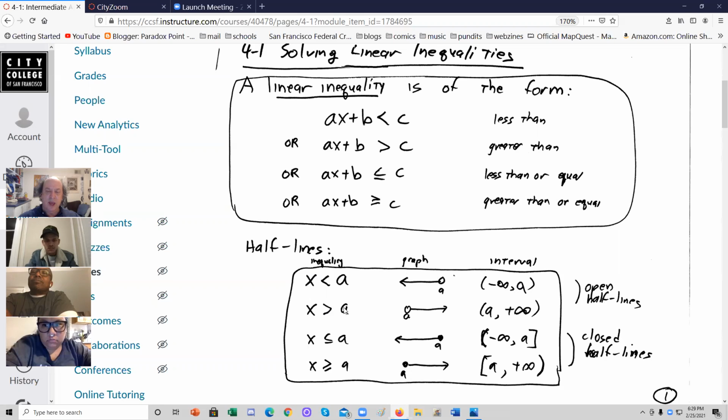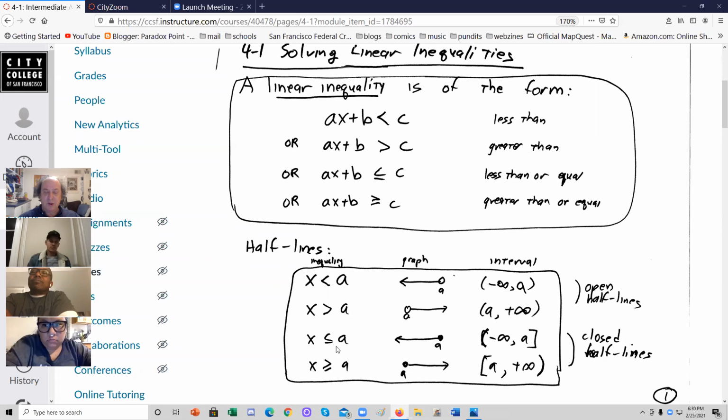x greater than a, its graph does not include a and does include everything to the right of it. Not including is denoted by an empty circle. And its interval notation is parenthesis a to plus infinity. Everything bigger than a and less than positive infinity, like this.